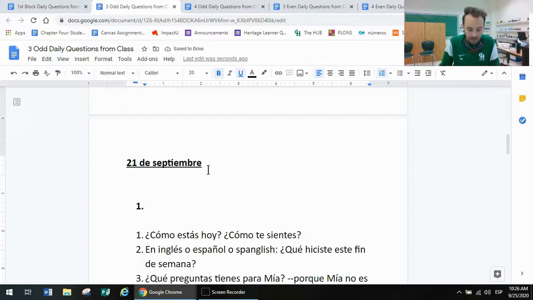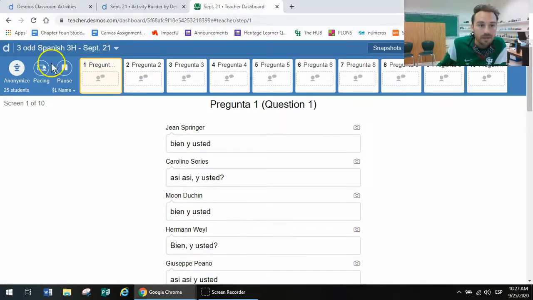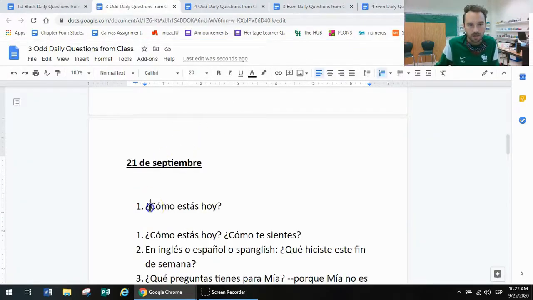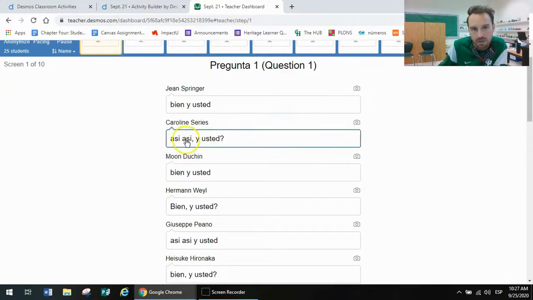That's it. And then when kids logged on, I said, okay class, the first question of today on Desmos is, how are you doing today? How are you feeling today? All right. I don't have to go through this. You can see it's right here. And then students went into their Desmos account, and for question 1, they answered, right? This response says, good, and you? Okay, I'm so-so, and you?